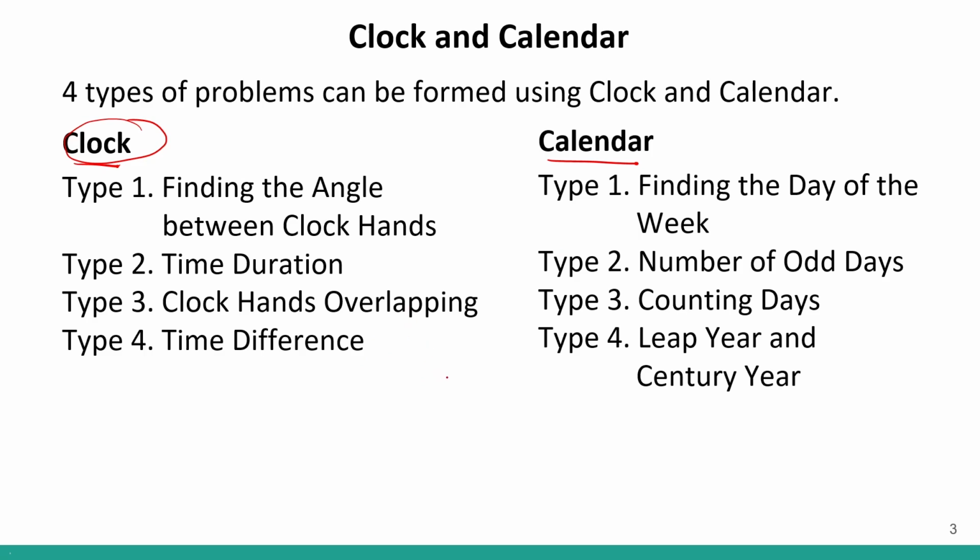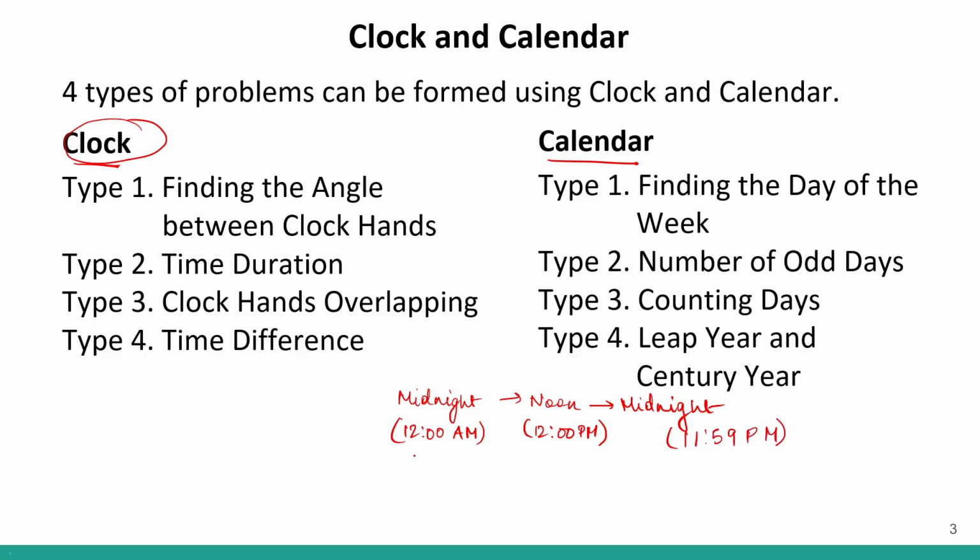Now, first concept is the time. A day moves from midnight to noon, back to midnight. This we discussed, correct? Midnight, a day starts from 12 a.m. Then you get 12 p.m. And then you get 11:59 p.m. And then you get the time as 12 a.m. So new day starts, correct?